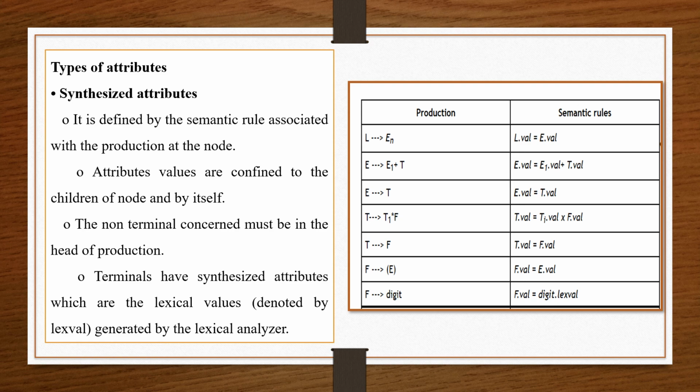Look at the right hand side. So we have an SDD. This is based on our familiar grammar for arithmetic expressions with operators plus and star. It evaluates expressions terminated by an end marker n. So L derives E n. What is n here? It is an end marker.